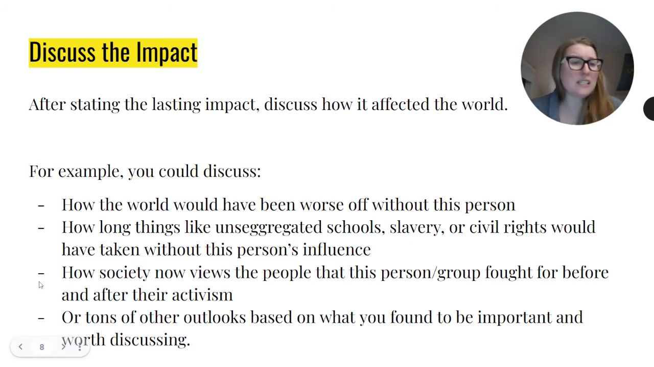And that being said, there are tons of other outlooks based on what you found that can be important and worth discussing. So if you have a take, that means you've read and engaged with this well enough that you've started to form your own thoughts and opinions on it. This is the place for that. One key thing though, even though it's your opinion, do not use I, me, we, you, your, our. Keep yourself and the reader out of this discussion. State everything as fact.